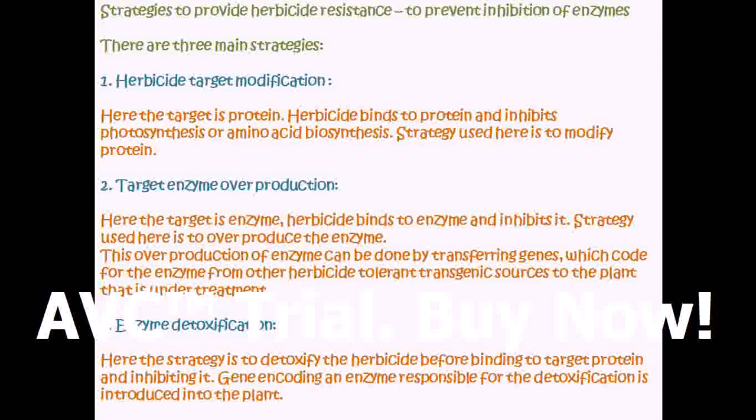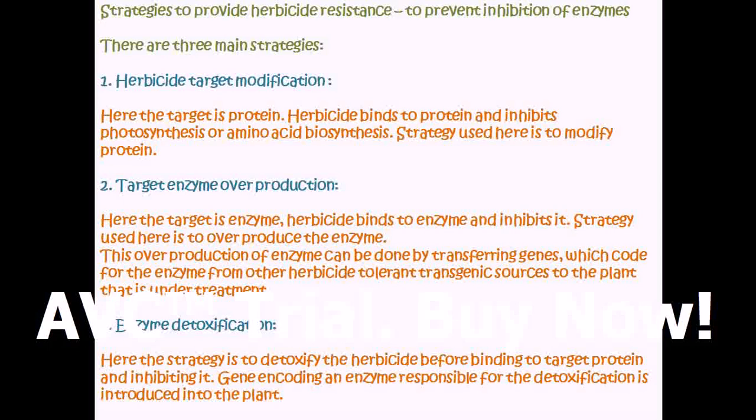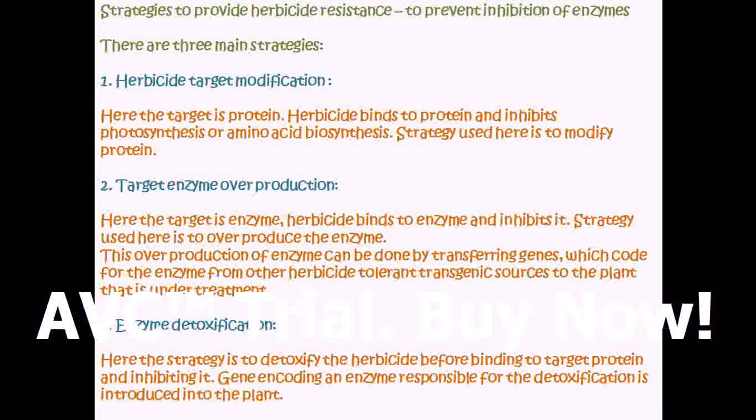There are three main strategies to provide herbicide resistance to these plants. First is herbicide target modification, which means the herbicide inhibits a certain enzyme in the plant, so we are modifying the enzyme which is affected by the herbicide. The next strategy is overproducing that enzyme, so that even after inhibition a certain number of enzyme molecules are present to carry out the function in the plant.